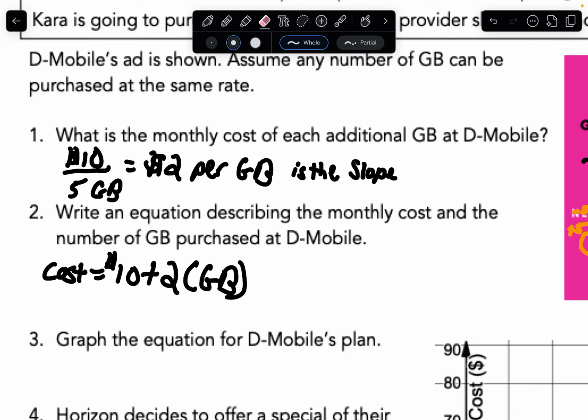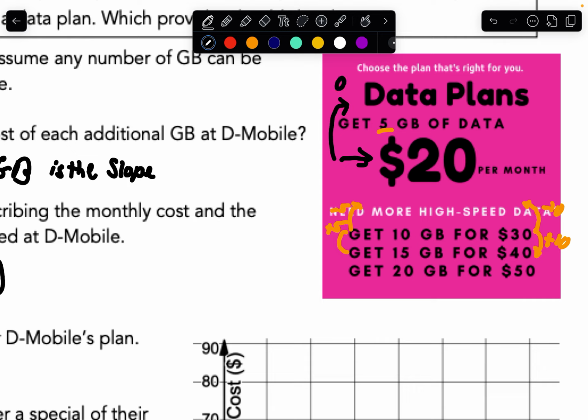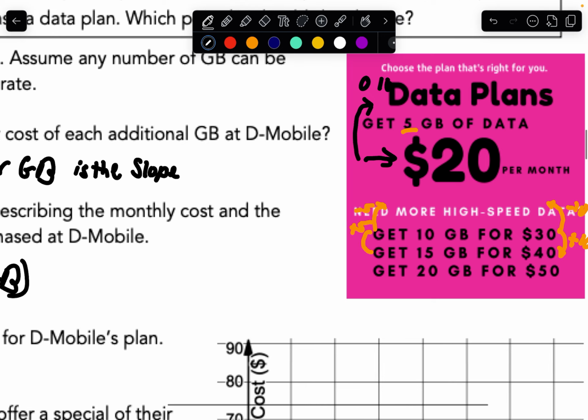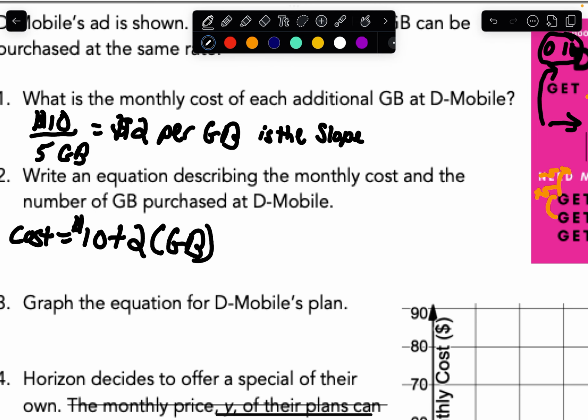Then it says write an equation describing the monthly cost and the number of gigabytes purchased at D-Mobile. Well, we can figure out that if we go back one from here, it would be 0 gigabytes for $10. Using this as the y-intercept, I can write this equation: $10, that's the y-intercept at 0 gigabytes, plus 2 times each additional gigabyte.